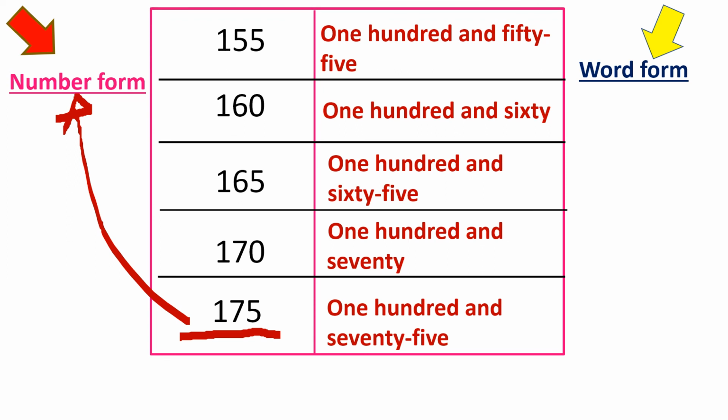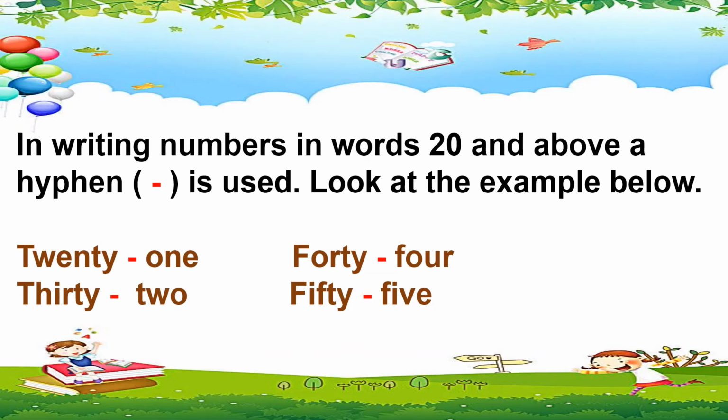And on the right side, the numbers are written in words. For example, 155, 160, 165, 170, and the last is 175. These are the examples written in word form. Did you get it, students?